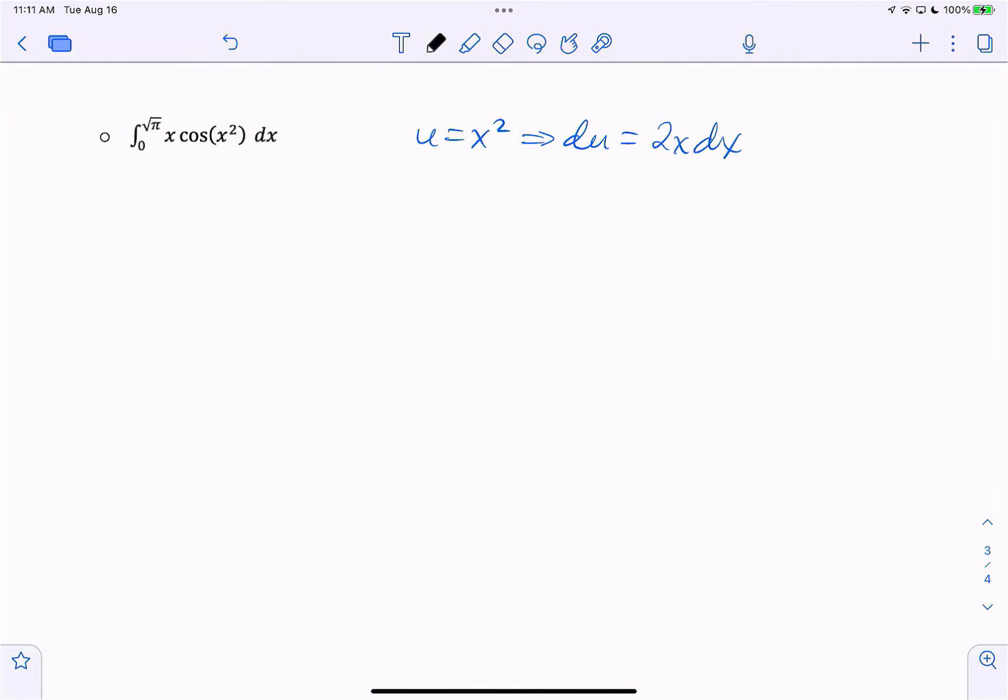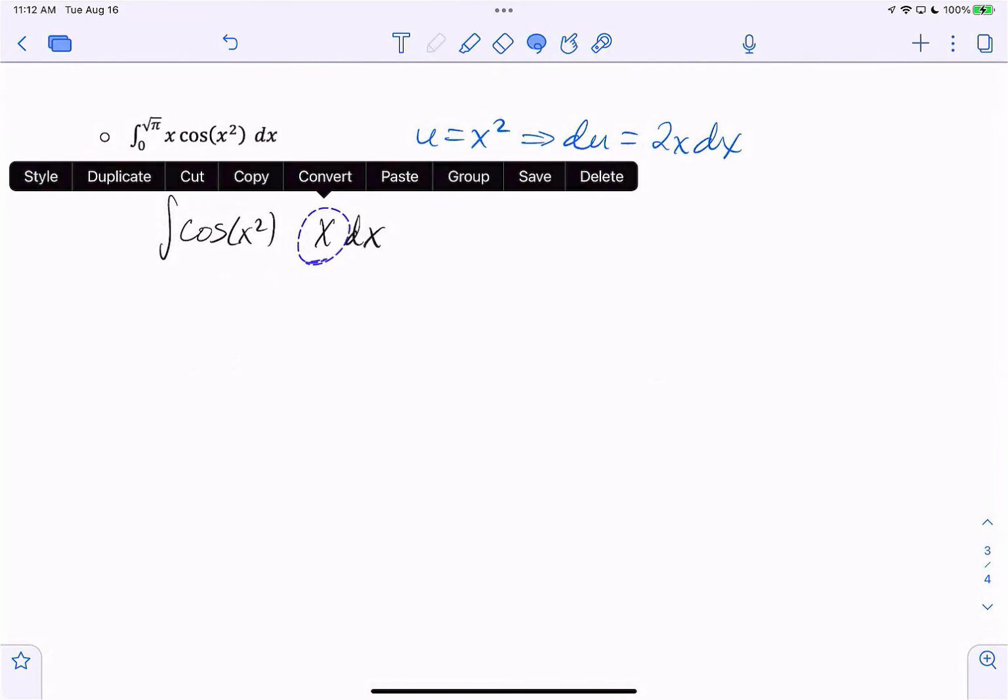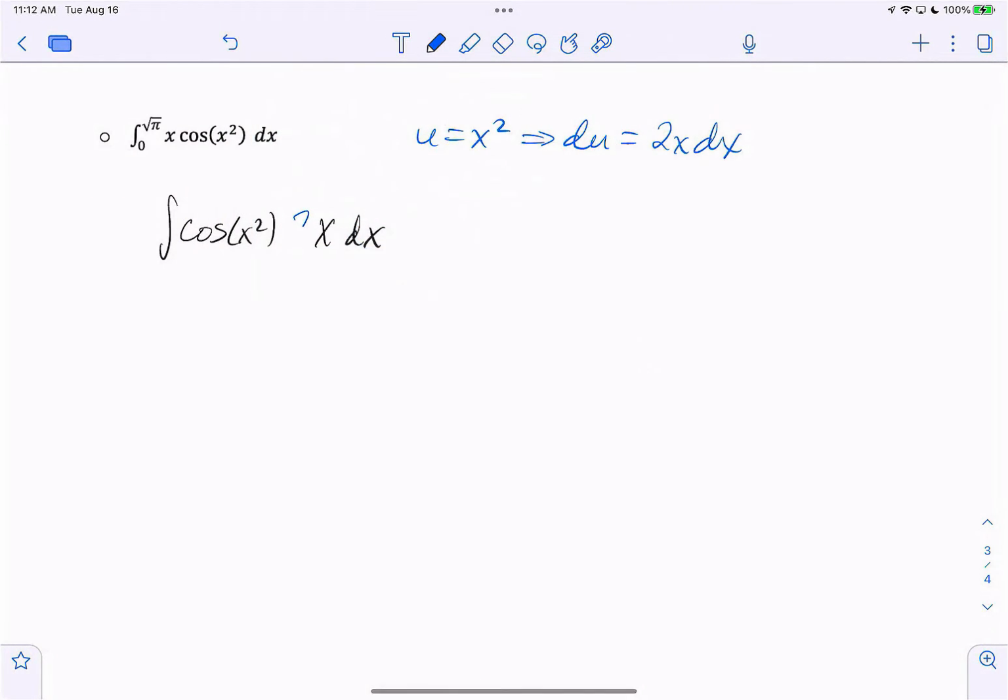So I can rewrite the integral. x times the cosine of x squared dx. And I know that I need a 2x dx, not just an x dx. It might be easier to see what I'm doing if I put the x next to the dx. All right, there we are. And then I need to multiply and divide by 2. So I'm multiplying inside by 2 and outside by 1/2. And now I have a 2x dx.